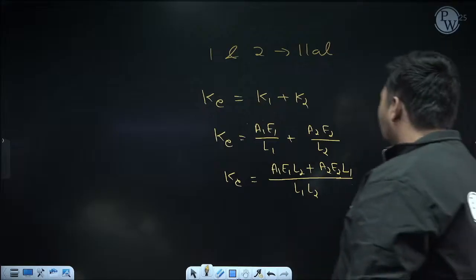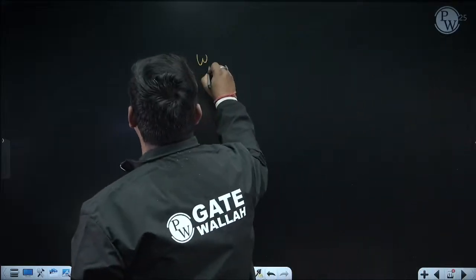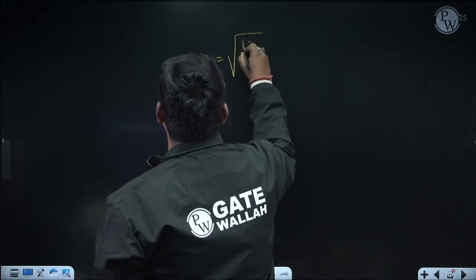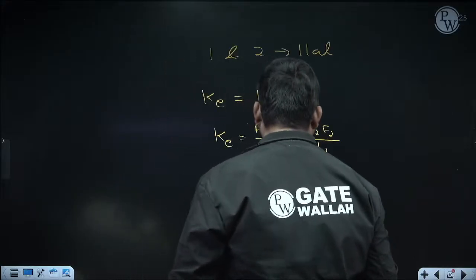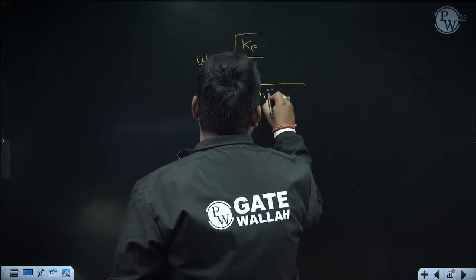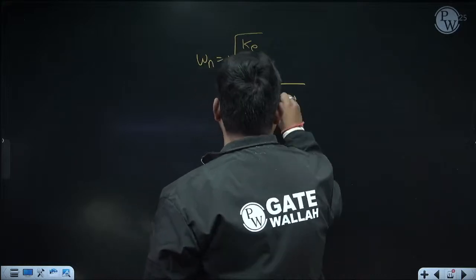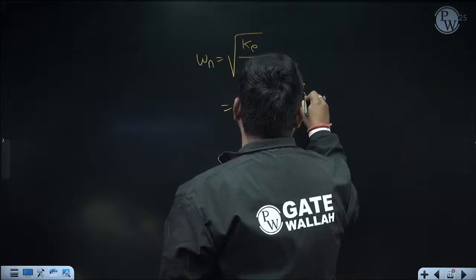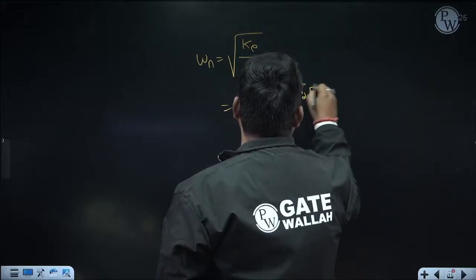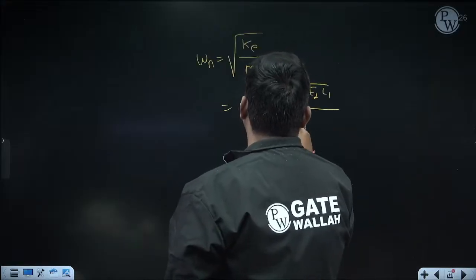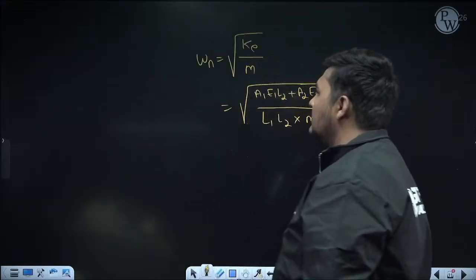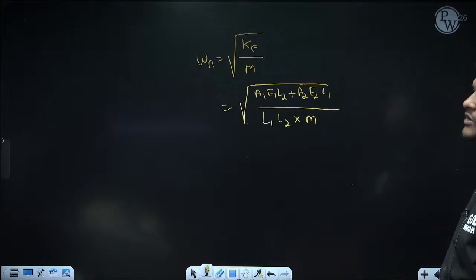And after calculating K equivalent, we can calculate the natural frequency of longitudinal vibration. It will be root over K equivalent upon the mass of the rotor, which is M. Now K equivalent is A1 E1 L2 plus A2 E2 L1 upon L1 L2 into mass. Clear? So like this you can solve the problem of longitudinal vibration.